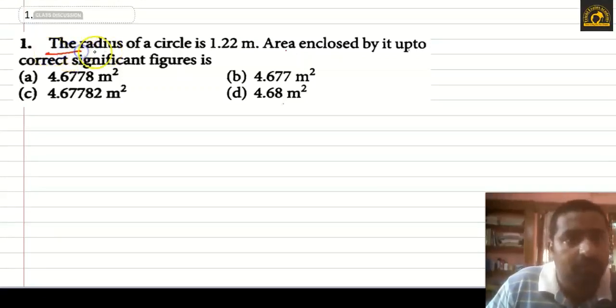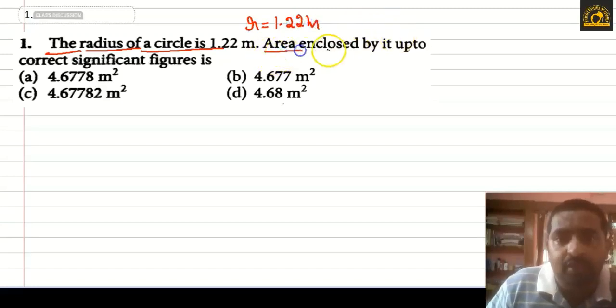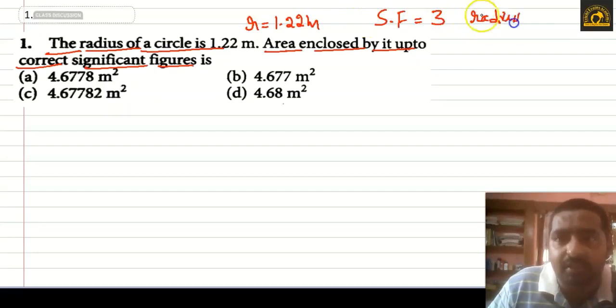The radius of the circle R is equal to 1.22 meter. So the area enclosed, up to which correct significant figure? So the area is how many significant figures? The significant figures are 3 in the case of radius, the given data.